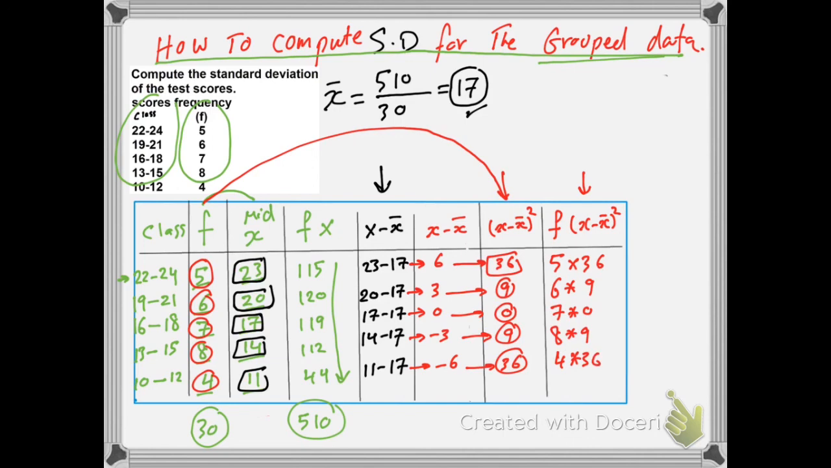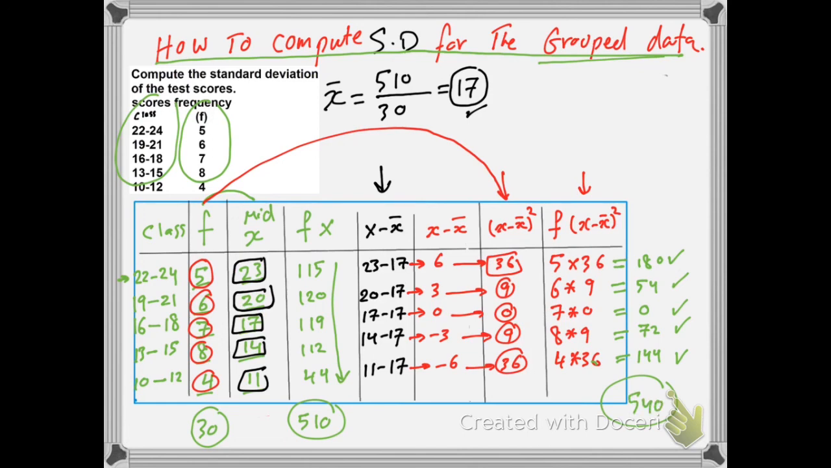Now try to compute each one with the calculator. 5 multiplied by 36 gives me 180. And 6 multiplied by 9 becomes 54. And 7 multiplied by 0 gives us 0. And 8 multiplied by 9 gives us 72. After that, 4 multiplied by 36 becomes 144. Now try to add those numbers together. The addition of those numbers will be 540.